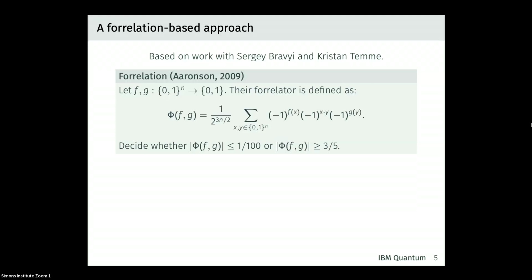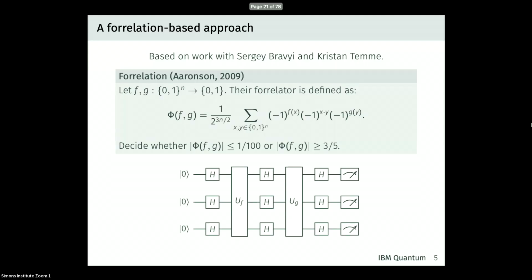But as we'll see, there's a very simple quantum circuit whose amplitude of outputting 0 will be exactly this quantity. So given access to these two functions, you want to determine if this quantity in absolute value is fairly large or fairly small. The constants here are fairly arbitrary. I believe they were chosen this way to make the quantum algorithm only have to do one query to f and one query to g.